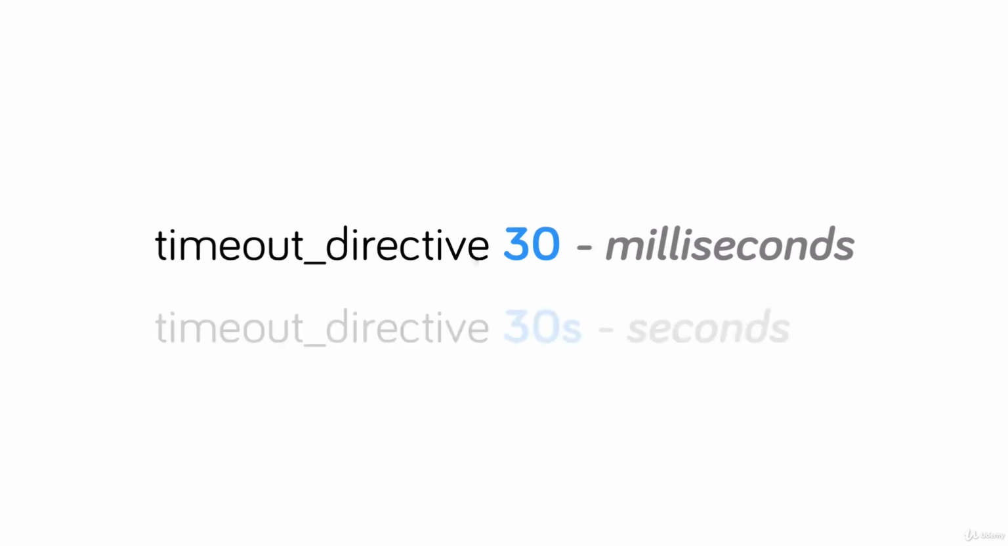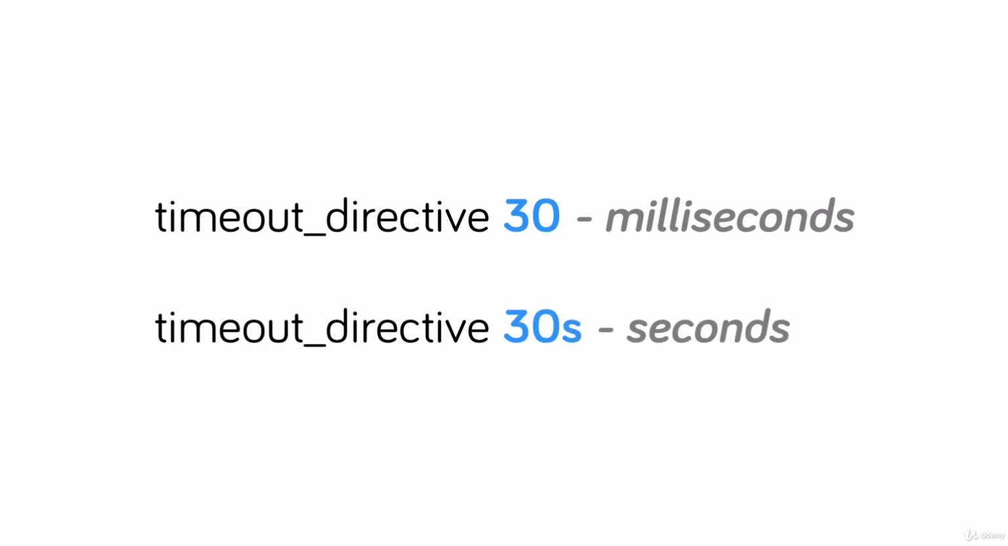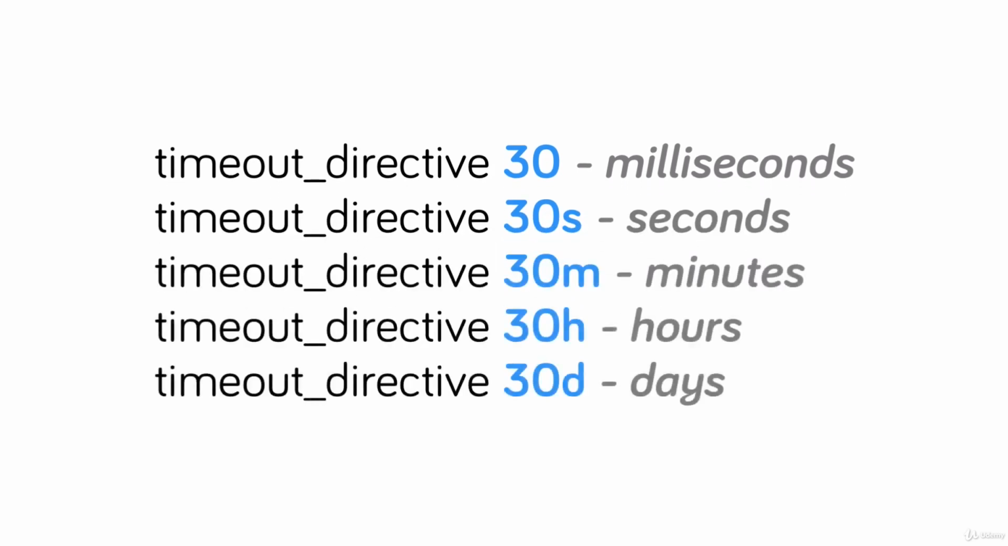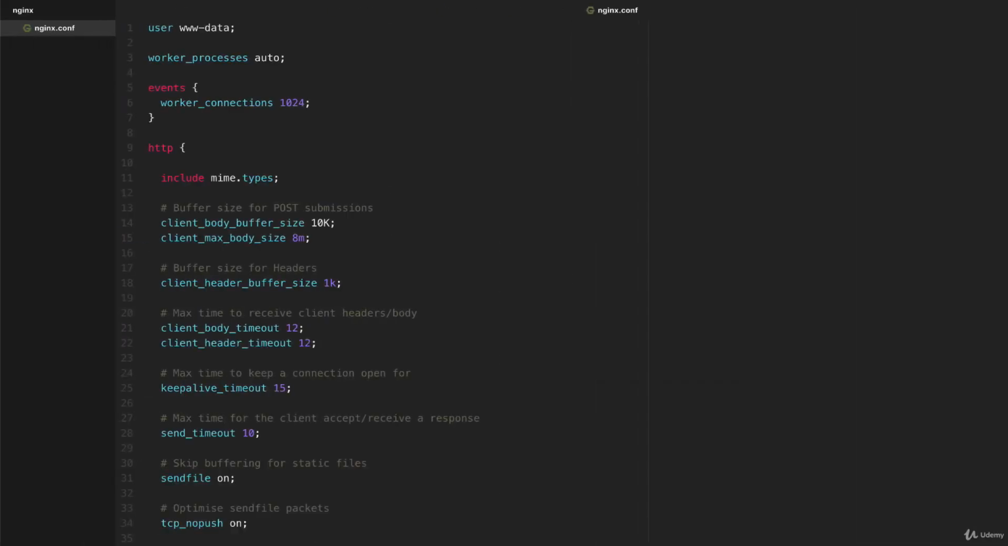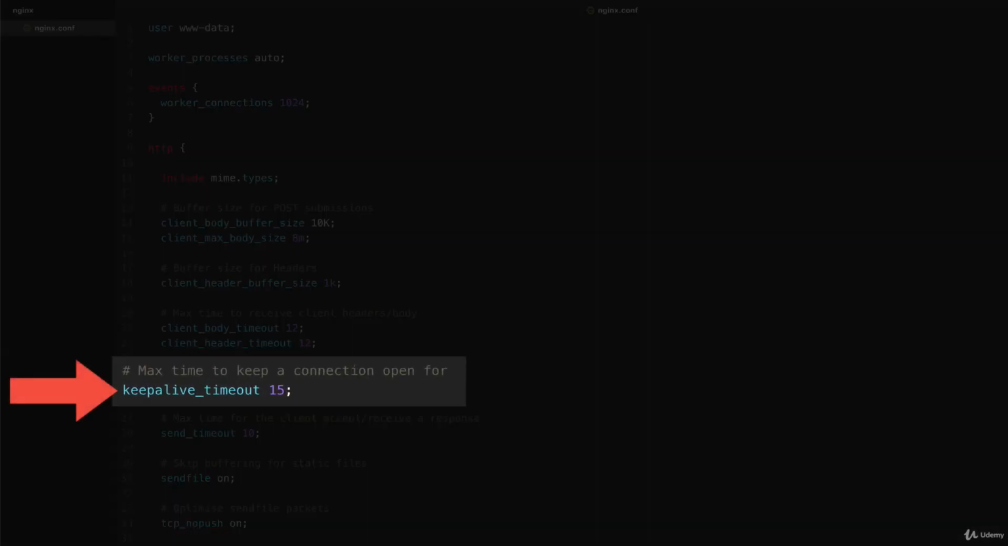As before, Nginx allows us to set times as either a number only, like this, which indicates milliseconds, with an S for seconds, all the way up to years, which will obviously not ever be applicable to directives such as these timeouts. Next, we have the very important keep alive timeout.